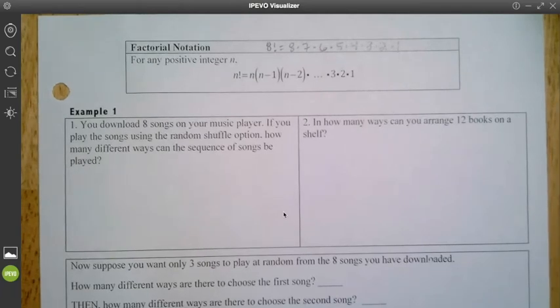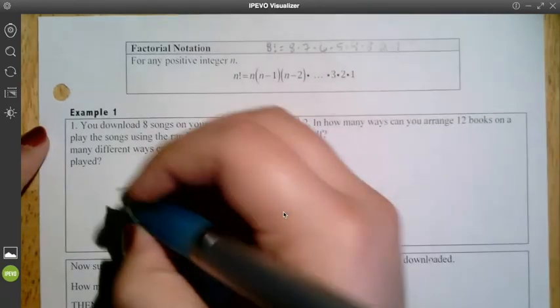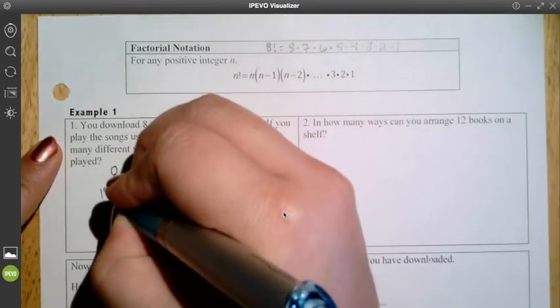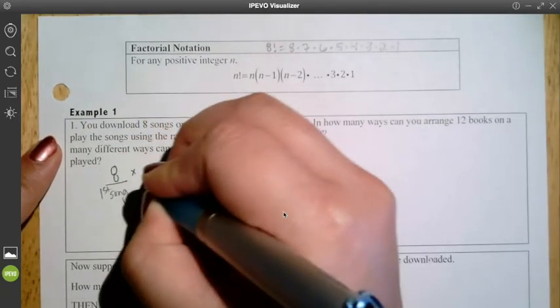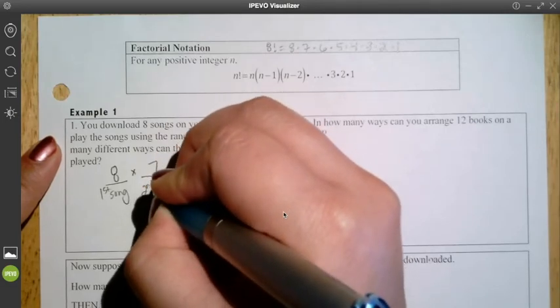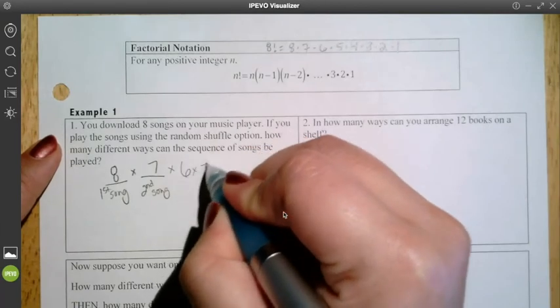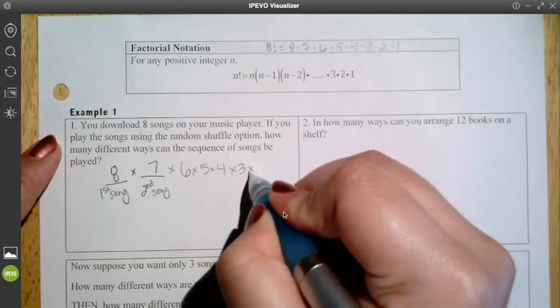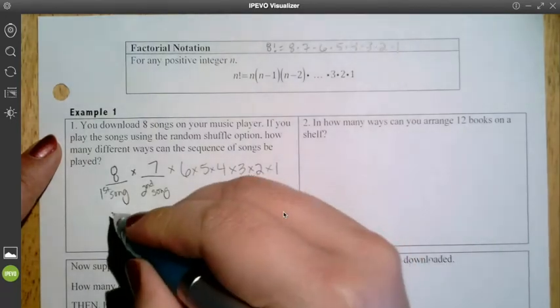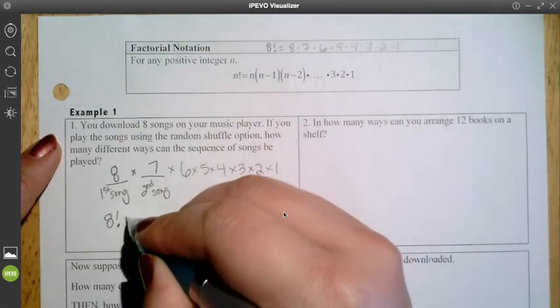You download 8 songs on your music player. If you play the songs using the random shuffle option, how many different ways can the sequence of songs be played? Okay, so there are 8 songs and I'm going to shuffle them. So my first song, I have 8 options for my first song. And now I've already played that song, so now I have 7 options for the second song. And you see how this pattern is going to go? 6, 5, 4, 3, 2, 1. And so we can write this as 8 factorial.